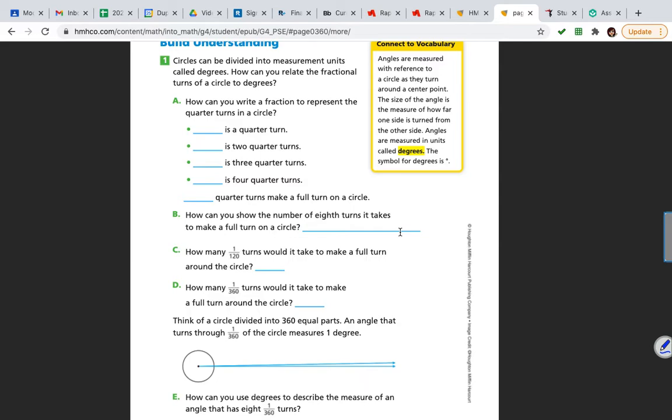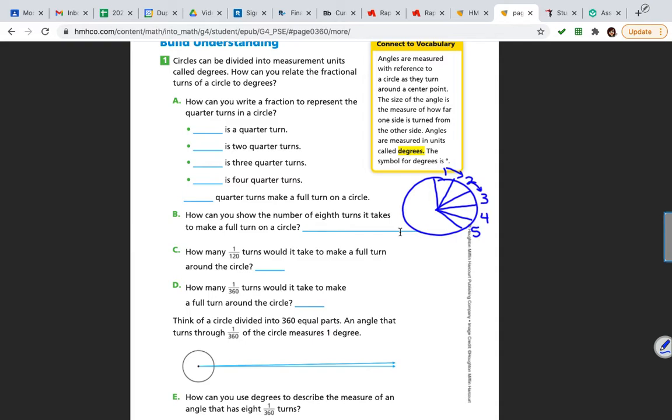So if we're going to have a circle, let me give you an example. So if this was my angle and that is my unit angle, I would turn. So that would be my first turn. This would be my second turn, third, fourth, that's a big difference, fifth, and so on. So as it turns, it's going that way. So angles are measured with reference to the circle as they turn around a center point.